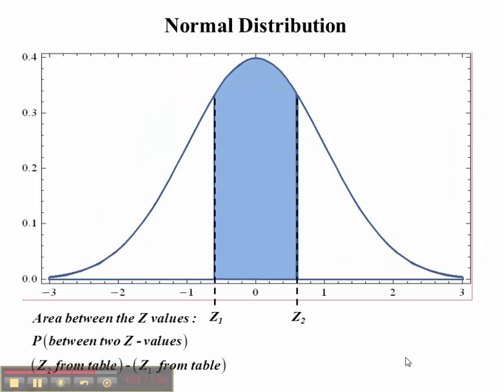Now, our third probability is between two z-values, and what we would do is look up z2, which gives us this entire probability, and z1, which gives us this entire probability, and subtract the two. We would take the value of z1 from the value of z2.